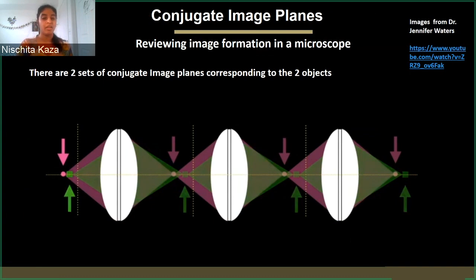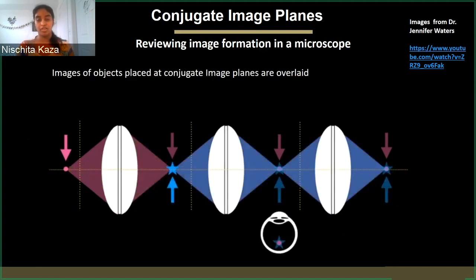Another interesting feature of conjugate image planes is that if you were to place an object at the conjugate image plane of another object, then at every subsequent plane you would see these 2 images as being overlaid. So this is essentially equivalent to placing the 2 objects one on top of the other at the sample plane. And this is something that's frequently exploited in microscopy.